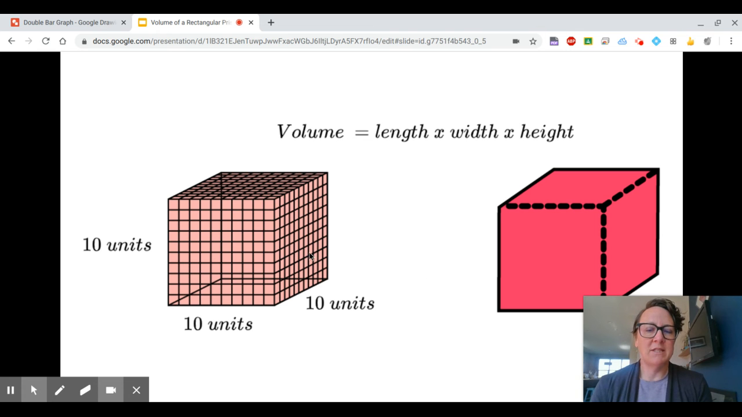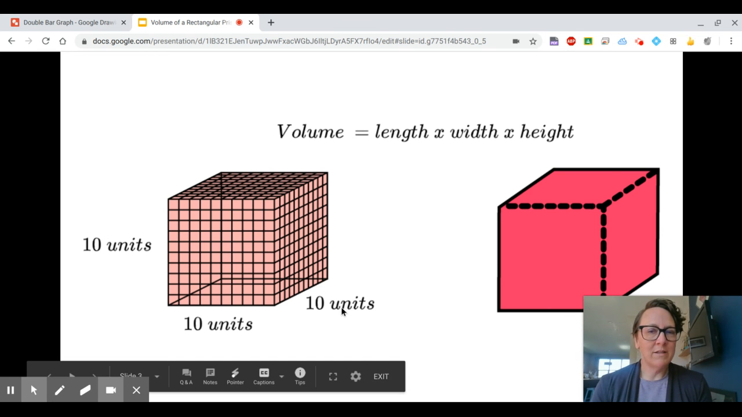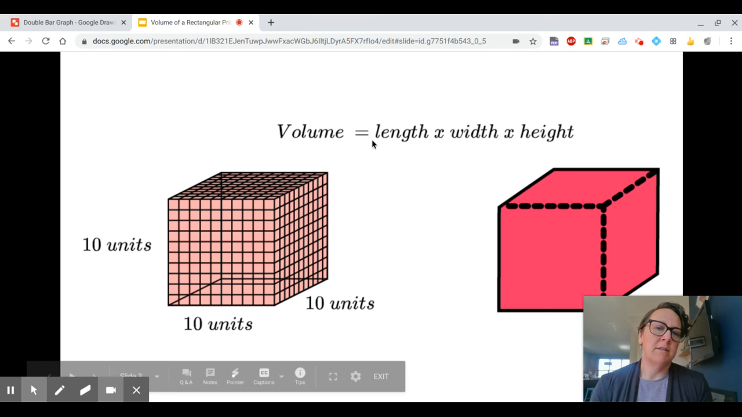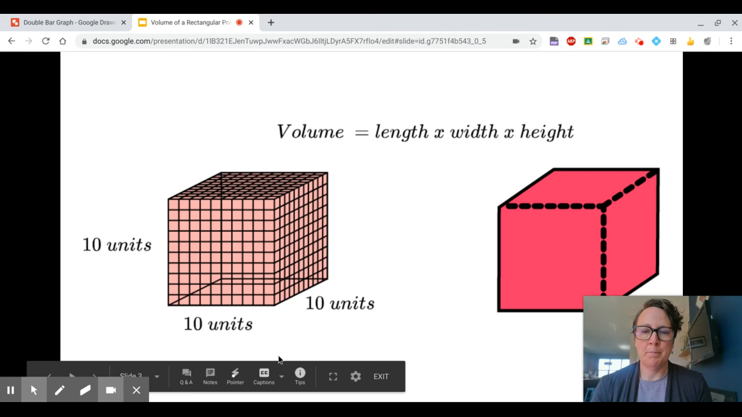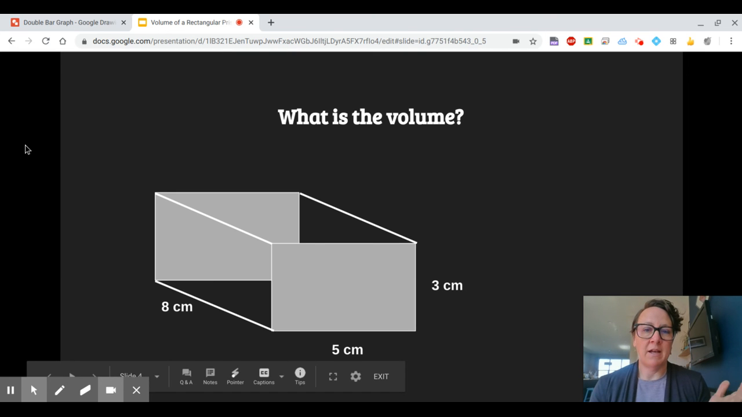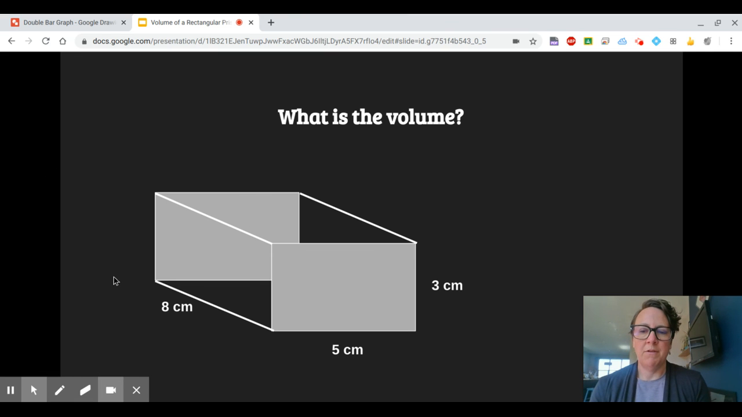So it doesn't actually matter what the actual measurement is. Units could be centimeters, millimeters, meters, even kilometers if it needs to be. All we have to remember is for volume of this, it's the length times the width times the height. So if that's the case, what is the volume of this rectangular prism? If you had 8 centimeters by 5 centimeters by 3 centimeters, what would it equal?